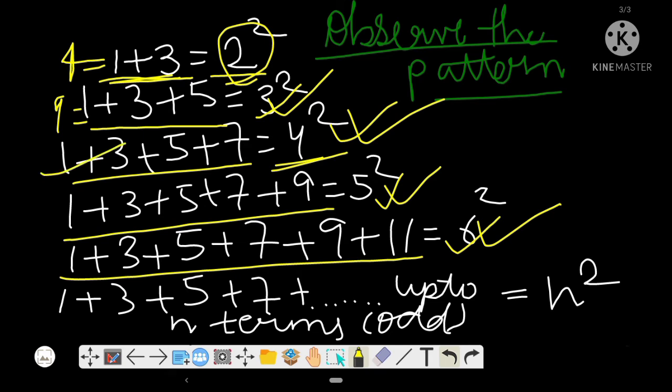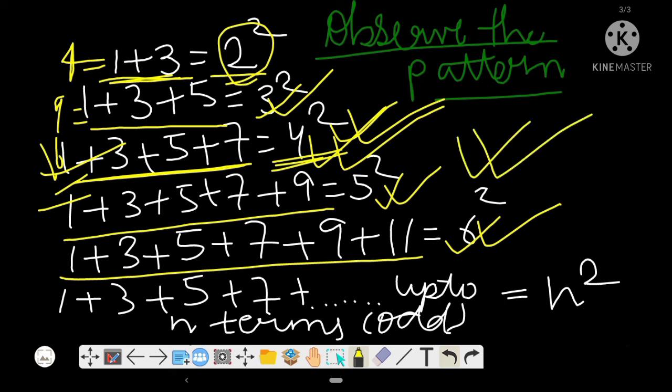Like here it is given 1 plus 3 plus 5 plus 7 is 16 and 16 is 4 square. The number of odd numbers is 4 and that is the square we will get. The number of odd numbers which we are adding will be the root, and their square we will get in this pattern.